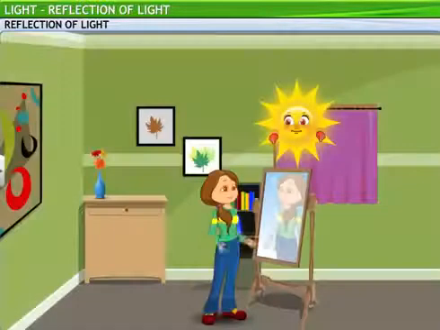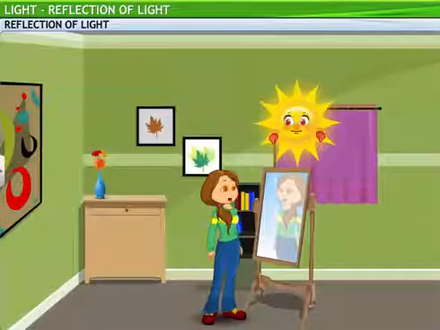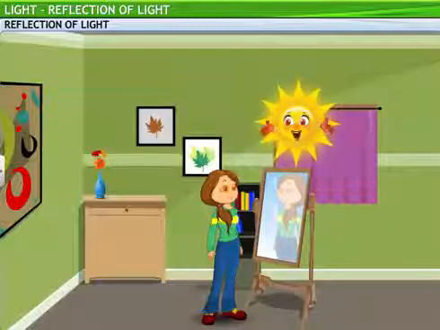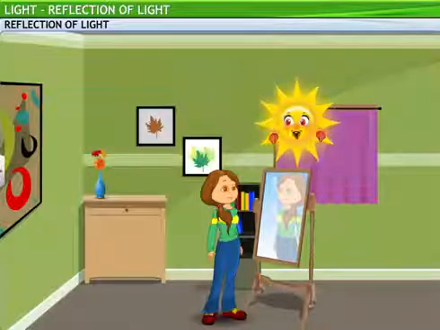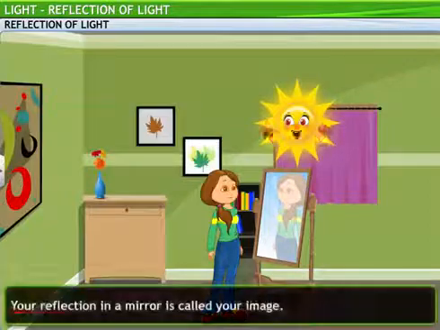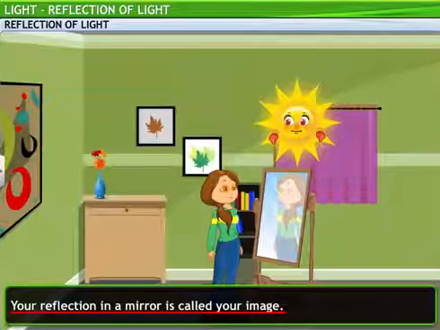In addition to the beam of light, I can see myself in the mirror as well. Of course. That's what happens when you stand in front of a plane mirror. It is because of the light from your body reflecting from the mirror. Your reflection in the mirror is called your image. So, the mirror will reflect an image of anything that is placed in front of it?